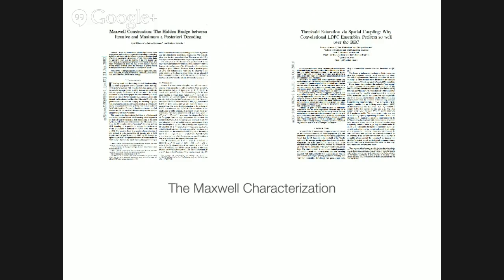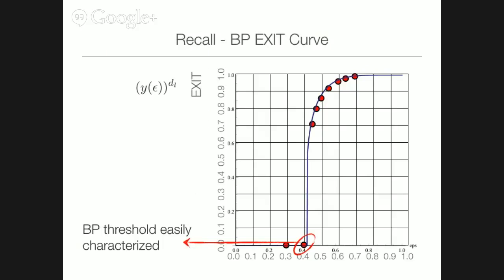Okay, so let me tell you a little bit about these 3 characterizations. The first one is this Maxwell characterization. It actually came before spatial coupling, and it has to do with this work by Cyril Measson. It came out of our desire to characterize the MAP threshold of the underlying code. Let me tell you what the characterization is. Remember we had this EXIT curve here, right? This was the BP threshold, and this EXIT curve characterizes the BP threshold, okay?